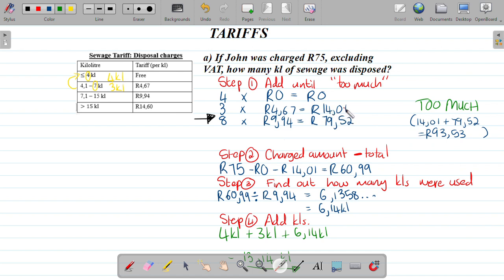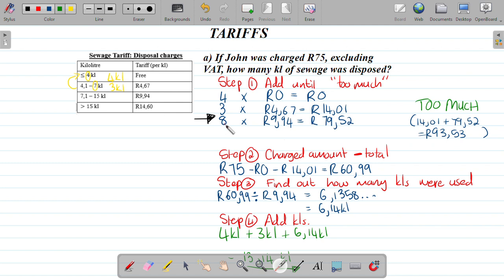So that means if we take the maximum in this amount that we can charge for, which is 15 minus 7, would be 8 kiloliters at this price. So 8 times 9,94 is 79,52. And look what happens when I add this and this amount together, I get 93,53. So that immediately shows me that I have therefore charged way too many kiloliters. This 8 is incorrect. So yeah, the 8 is incorrect.